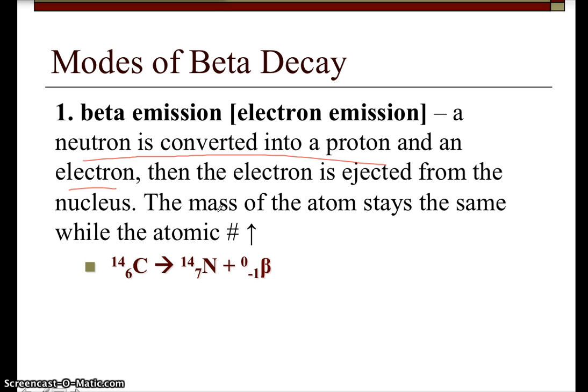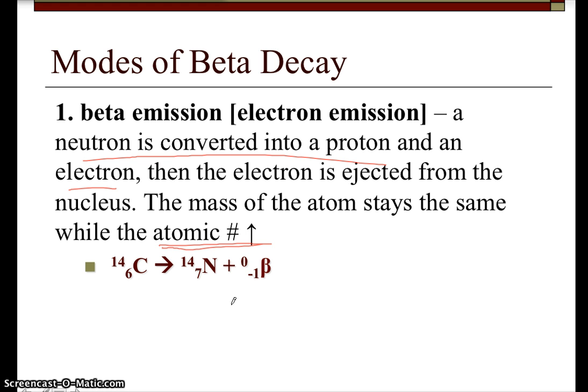So the result is that the mass stays the same, but the atomic number actually increases because a neutron got converted into a proton. So now there's more protons in the nucleus than there were before, but fewer neutrons. So here's an example of what that equation could look like.